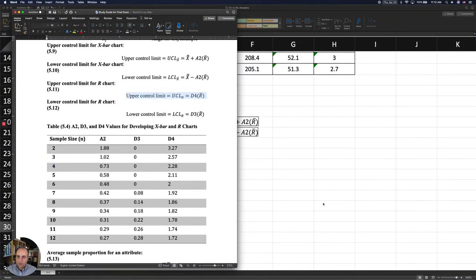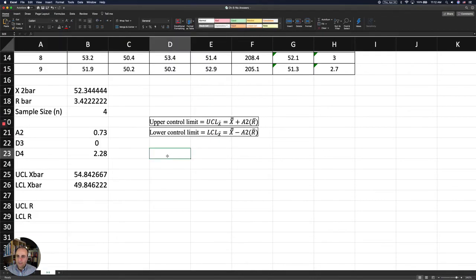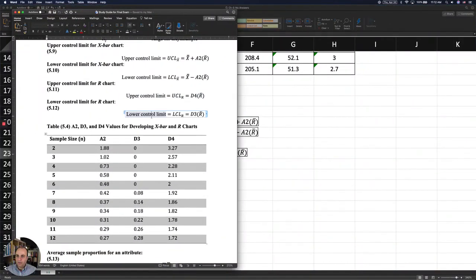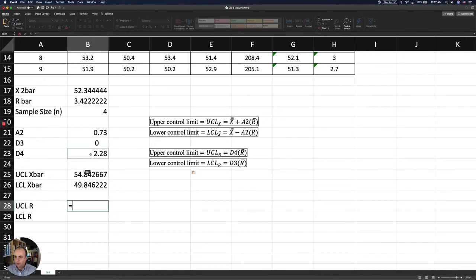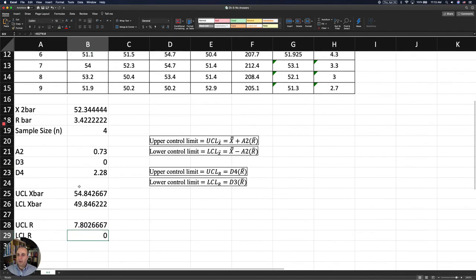This is the formula for the upper control limit in an R chart, and this is the formula for the lower control limit in an R chart. Okay, so using these two formulas, UCL is D4 times R bar, and LCL is D3 times R bar. It's going to be 0, but just for the sake of being consistent, I use the formula. I think I made a mistake here. So my UCL and LCL for R and my UCL and LCL for X bar are all calculated.